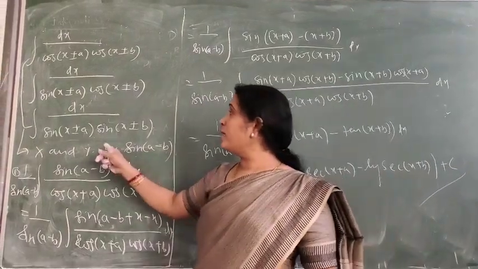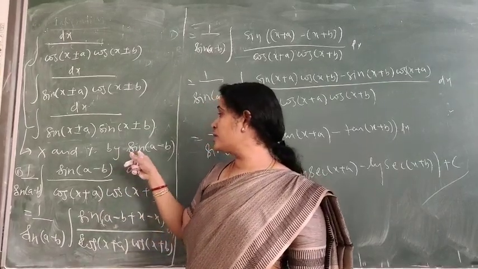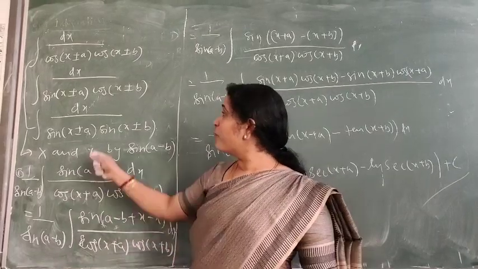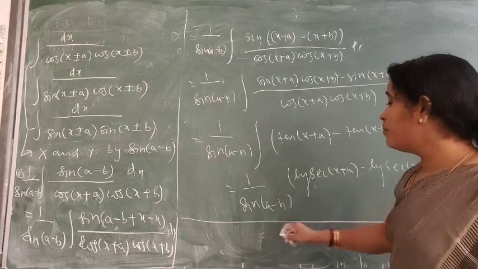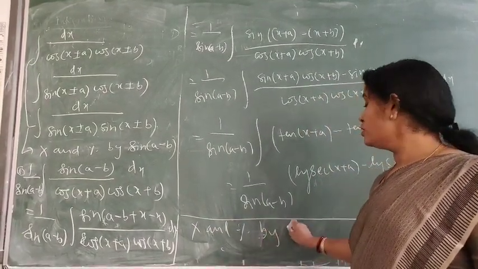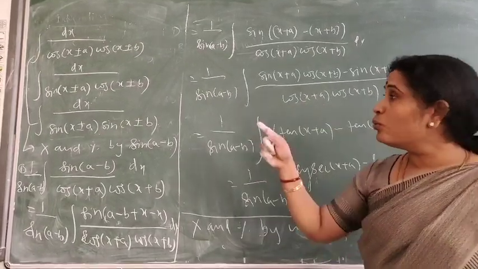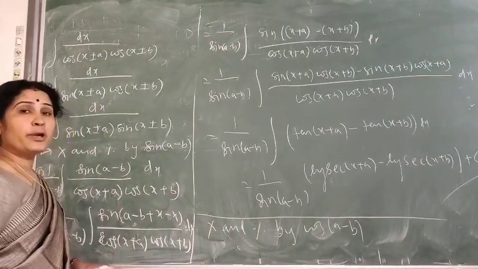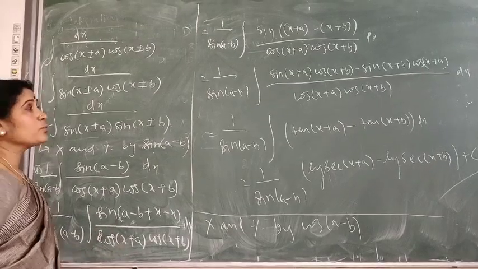Suppose this is only the denominator, and the terms are the same, sine sine or cos cos, then multiply and divide by sine a minus b. In case both are different, then multiply and divide by which one? Cos a minus b. Then the same procedure whatever I told you. So this type of question maybe they will ask. So for the third exercise, using trigonometric identities, how we are doing integration, that is one of the most important parts.